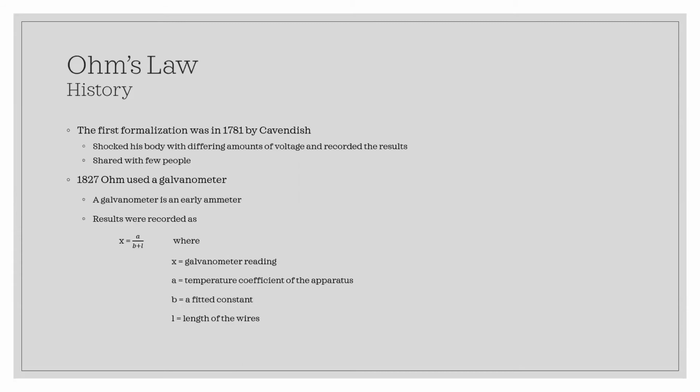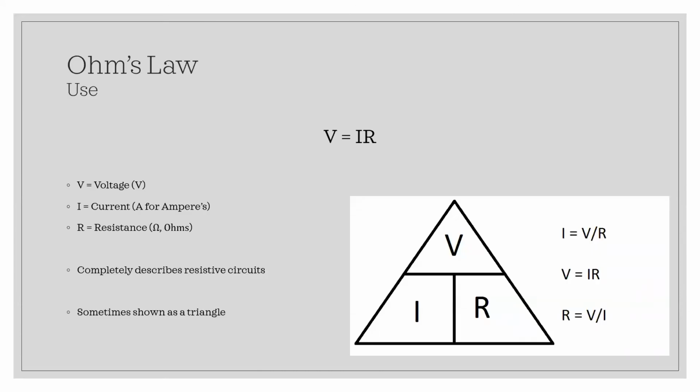But luckily, a bit later on, Ohm used a galvanometer, which is an early form of ammeter, to perform similar experiments. Instead of shocking himself, he used the galvanometer. He discovered that the current read by his meter was proportional to the temperature, the length of the wires in his setup, and a constant that could be fit. Now, this is the beginning of Ohm's law. If we take the temperature and the length of the wires to be constant, everything in there is a constant, right? So that reduces it to its more familiar and modern form, where the resistance is a constant of the material.